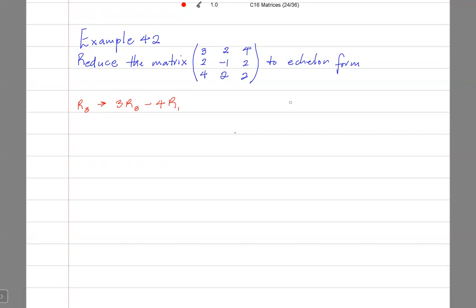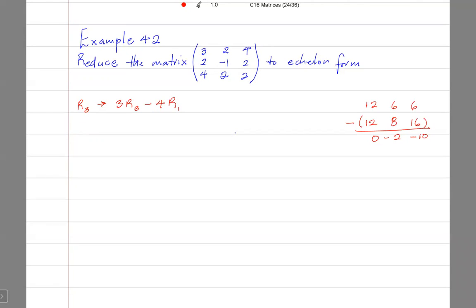So 3 times row 3, that's going to give me 12, 6, 6. 4 times row 1 is 12, 8, 16. I want to be careful not to make any mistakes. 3 4s are 12, 3 2s are 6, 3 2s are 6, 4 3s are 12, 4 2s are 8, 4 4s are 16. Then I'm going to subtract. When I subtract, I'm going to get 0, minus 2, minus 10. So that's my new row 3.